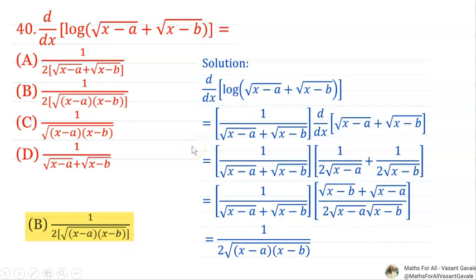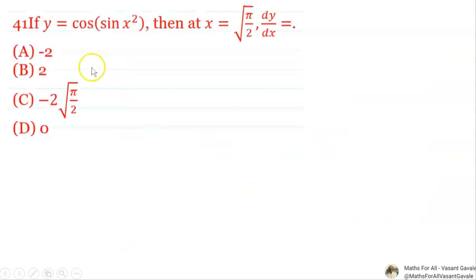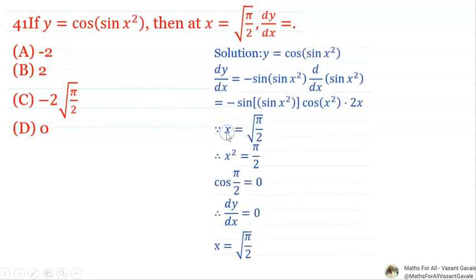Now the next question. If y is equal to cos of sine of x square, then at x is equal to root of pi by 2, dy by dx is equal to, okay, x is equal to root of pi by 2 is given to us. First we simply differentiate this. y is equal to cos of sine of x square. Therefore dy by dx is equal to, now what is the main function here? It is cos. The derivative of cos is minus sine of x square into d/dx of sine of x square. Again the main function here is sine, so the derivative of sine is cos of x square into the derivative of x square, which is 2x.